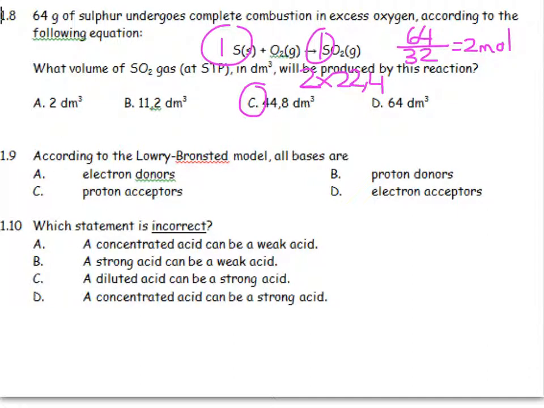According to the Lowry-Bronsted model, all bases are proton acceptors, pure bookwork. Which statement is incorrect? A concentrated acid can be weak. That's true. A strong acid can be weak? No, either an acid is strong or it is weak. If it's dilute, it can be strong, yes, and if it's concentrated, it might be strong. So you can have concentrated or dilute with strong or weak, but you cannot have strong and weak at the same time, and you can't have concentrated and dilute at the same time. So B is your correct answer.